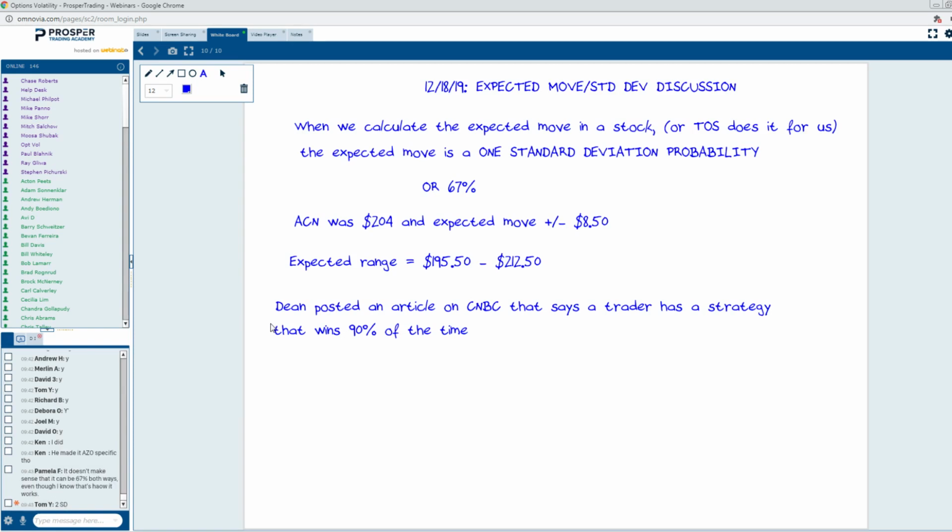Why doesn't it make sense, Pamela? The magnitude of the move is not predicting a direction. It's just predicting the amount. It is not predicting the direction. So there's really a 50-50 chance that it's going to go in either direction, that 67% probability to that expected range.